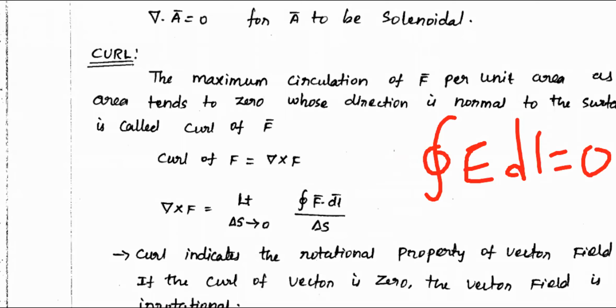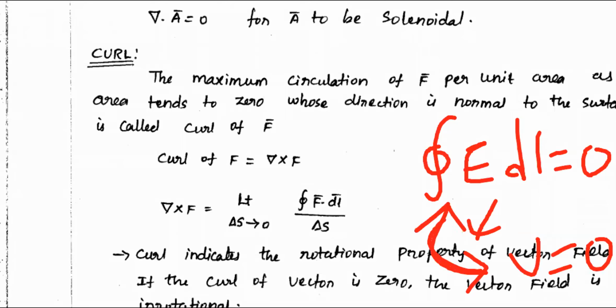Closed is something like a short circuit. Once something is short circuit, definitely the voltage is 0. The electric field again we will compare with voltage. Once something is short, the voltage is also 0, and also the integration of E dot dl is equal to 0.